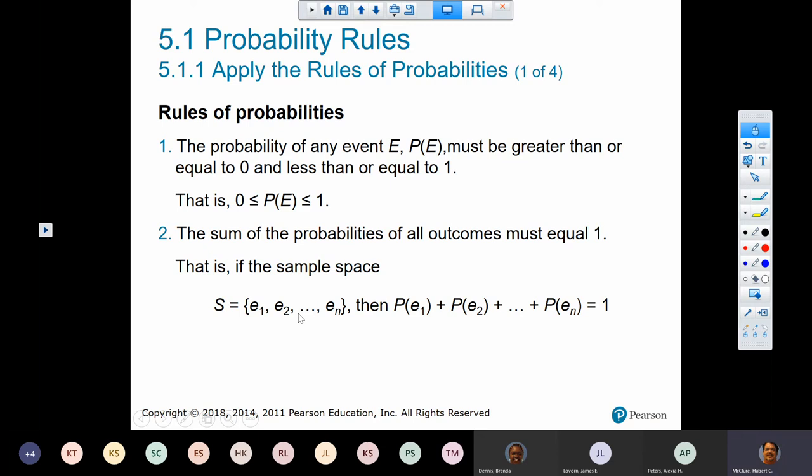You don't have to write that down. Just write down: the sum of probabilities must equal 1.